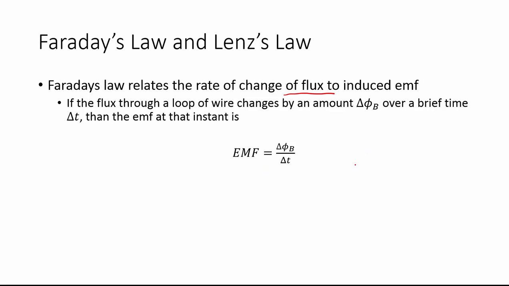Now that's for a single loop of wire. If there's multiple loops of wire, all we have to do is multiply this by N. Okay, so one loop of wire, that's good. If there's multiple loops that the magnetic field is cutting through, then we multiply that by N.